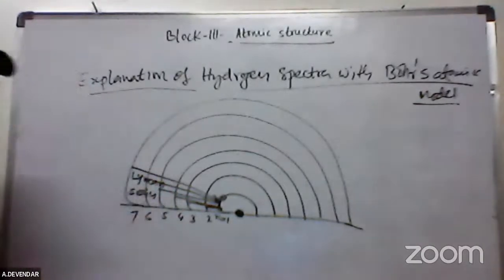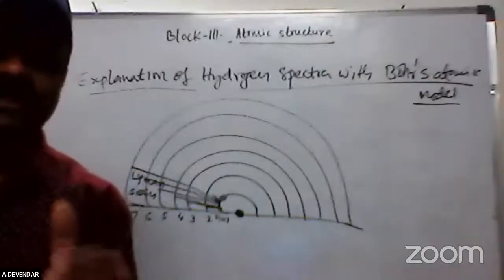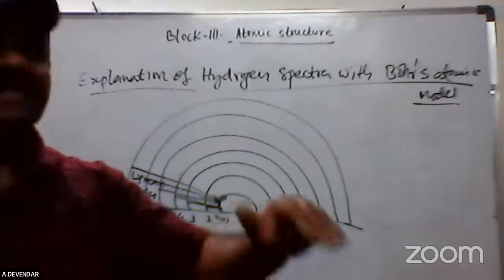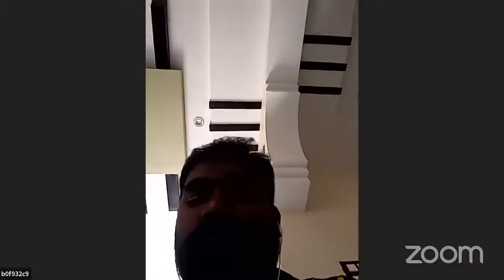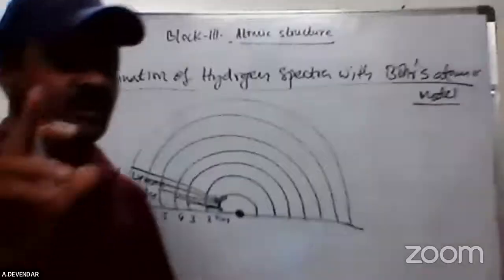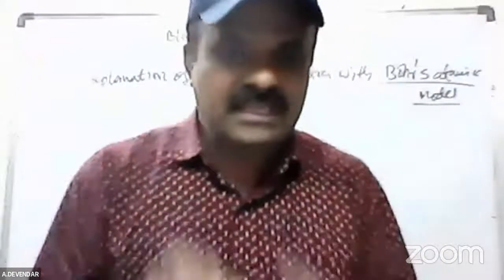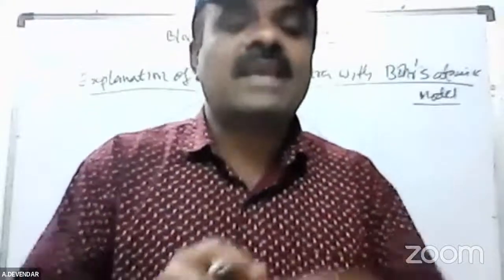From any higher orbit, the electron is unstable and jumps into the first orbit. Whatever lines are formed, those lines are called the Lyman series. They are present in the ultraviolet region. Why does this happen? Each hydrogen atom has only a single electron. Due to the eating, that particular atom gains energy.